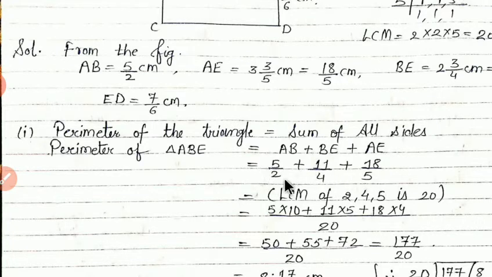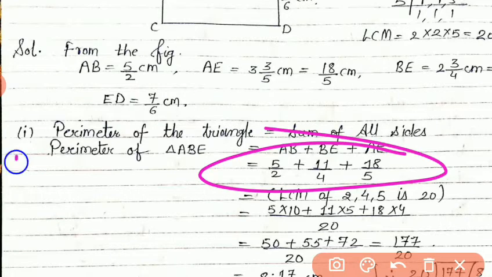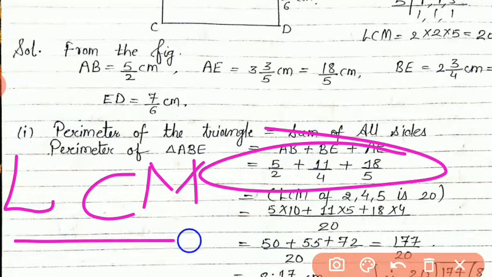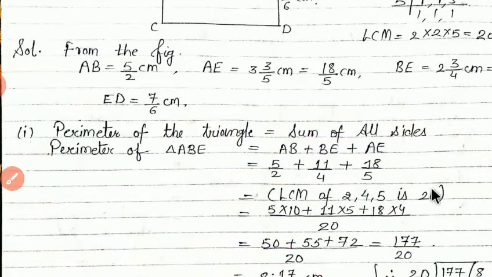You can see that the denominators are not alike. So first we will change the denominators into the same number, and after that we will add. For that we have to take the LCM. So the LCM of 2, 4 and 5 is 20.